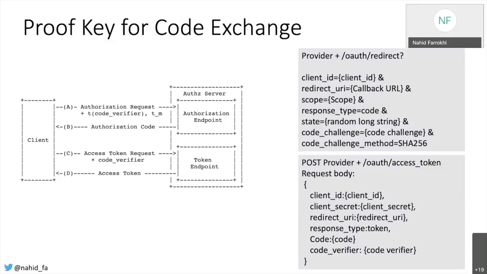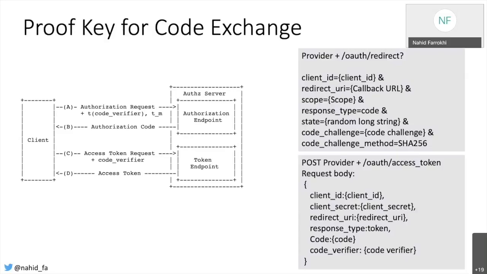PKCE, in simple words, introduces a random secret created by the calling application that can be verified by the authorization server. This secret is called the code verifier. Additionally, the calling app creates a transformed value of the code verifier, called the code challenge, and sends it over HTTPS to receive the authorization code. You see on the screen on the right, where I am showing the calls, that the code challenge we talked about is sent to get the code, right?